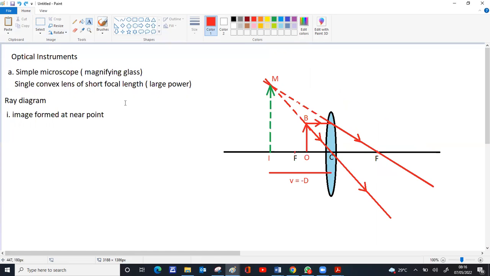The image is formed at the near point. So wherever we get the image after the ray diagram, the distance from C to I is marked as the image distance, which is equal to the near point distance. It is normally represented as D. Negative sign, because by sign convention the light rays are going from left to right, but CI is measured opposed to the incident light rays, so minus D. CO will be the U.